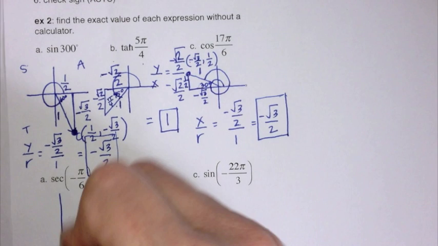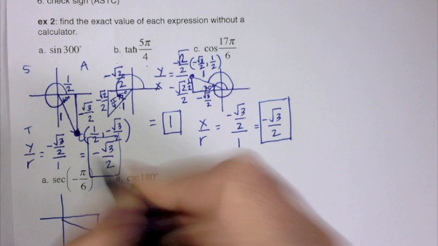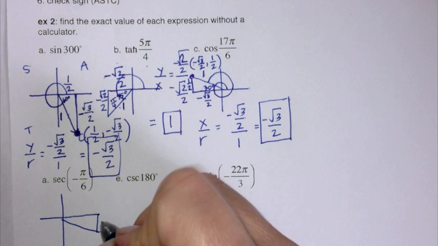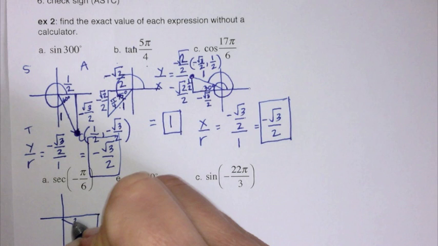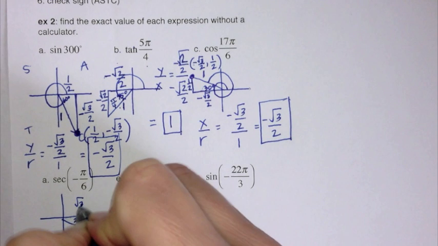Okay, moving on, negative pi over 6 is going to be here. It's secant, which goes with cosine. So since it's a little sliver, it's a 30-degree angle. Negative 1/2, root 3 over 2.